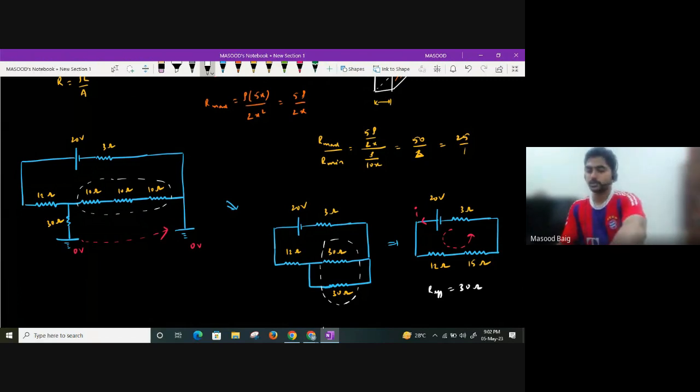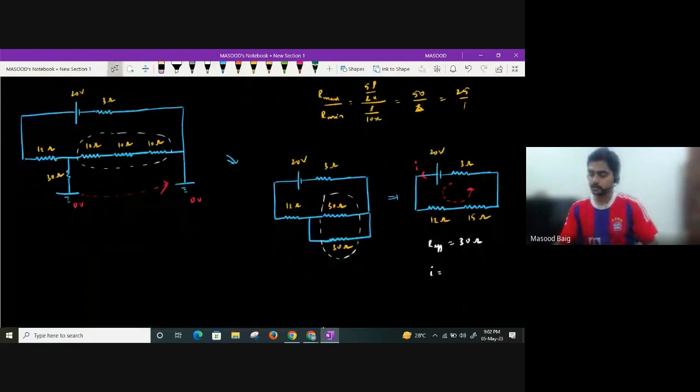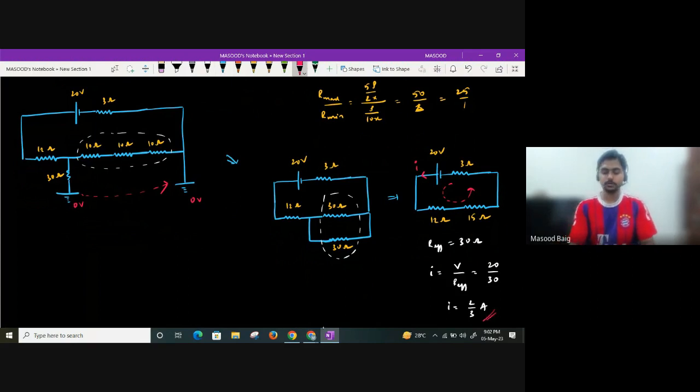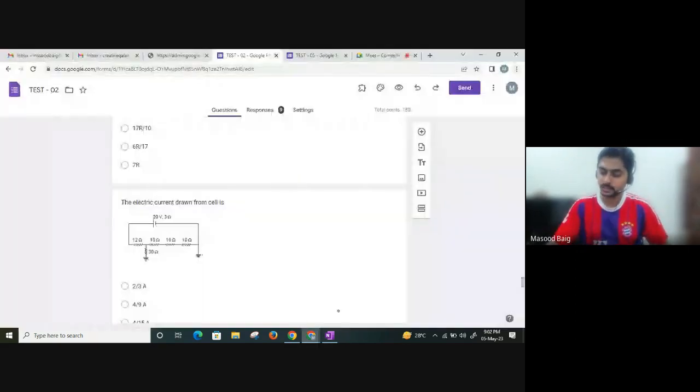So what is the current again given by the cell? It will be V divided by R effective, which we can write as 20 divided by 30. So current will be 2 by 3 ampere. This is how you will solve the question again. Very basic logic. You can take this end and connect it directly here. I hope it is clear. So that was from your second test.